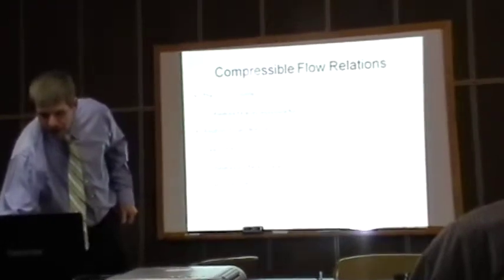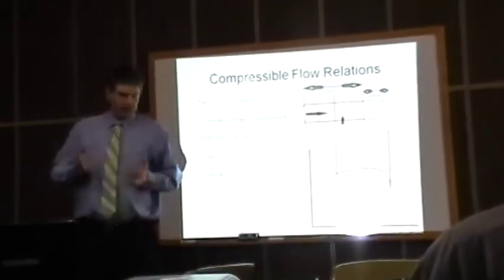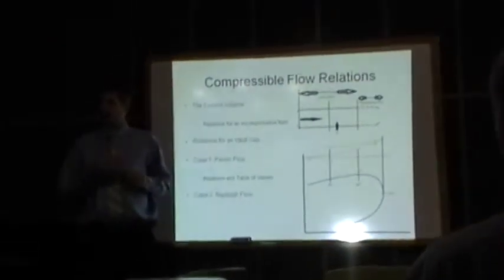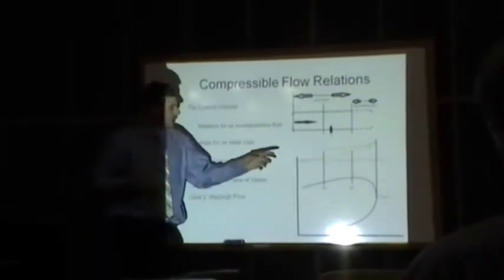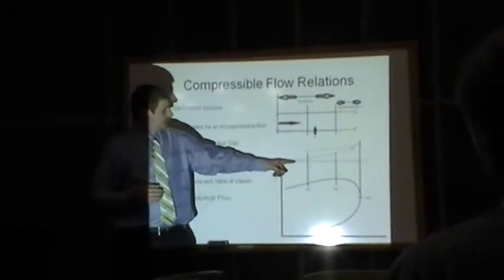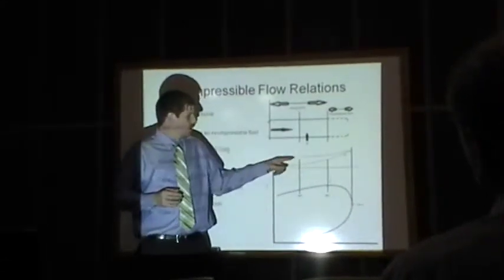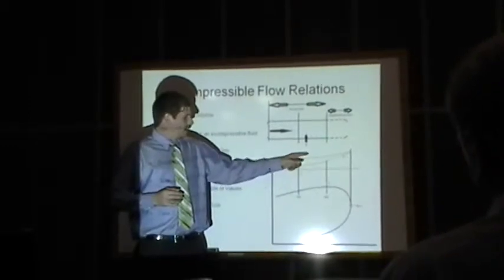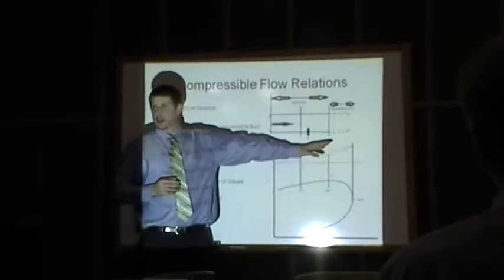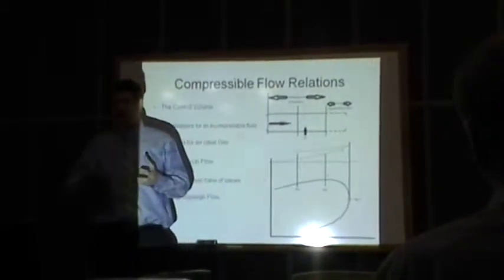So if we look at the second case of Rayleigh flow, what you have now is energy being added to the system, and that energy is from heat. So this actually changes things. This is the stagnation curve for subsonic and supersonic flows. Your stagnation properties will actually increase because you're adding energy to the system.